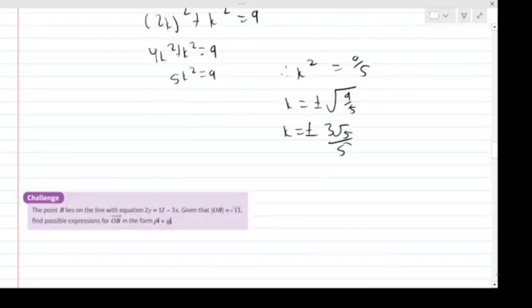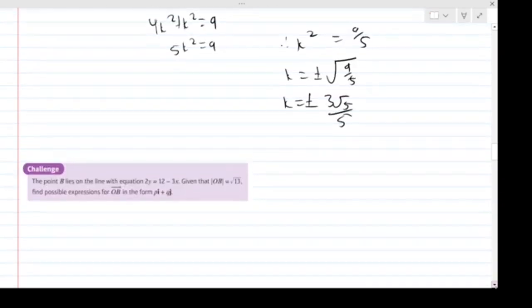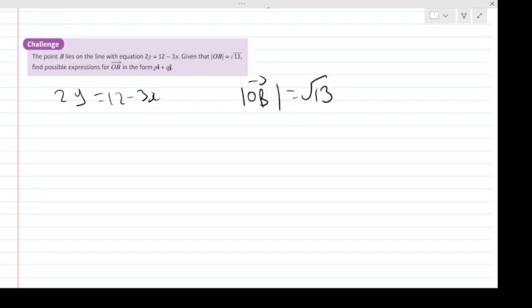Now we got this question here. It's a challenge question. I don't think it's that bad, but it uses the same idea that we just talked about. So now we're told the point B lies on the line with equation 2y is 12 minus 3x, and we're given that the magnitude, or the length, of OB, the vector O to B, is root 13. Find possible expressions for the vector OB in the form pi plus qj, so i and j.